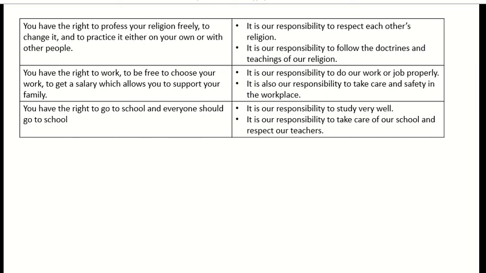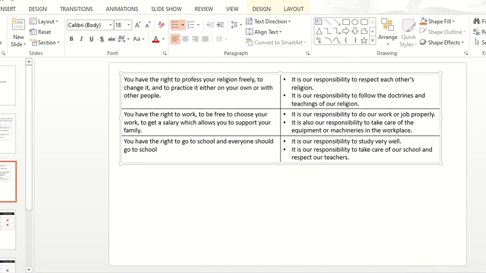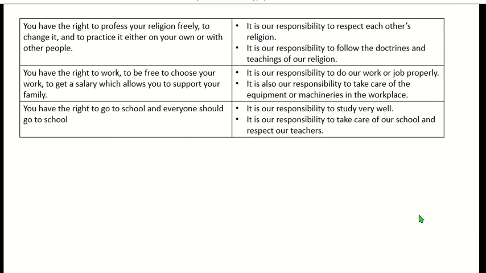May mali yata dyan. Saglit, tignan natin. Okay. So, pinilitan natin, no? It is also our responsibility to take care of the equipment or the machineries in the workplace. So, responsibilidad din natin na alagaan ang mga makina o mga bagay o kagamitan sa ating trabaho.